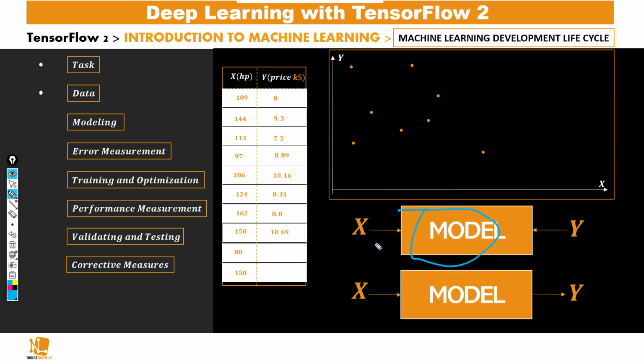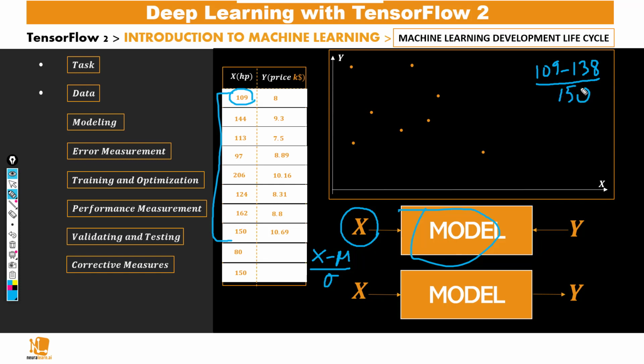is by normalizing this data. In fact, we're actually normalizing the inputs. That is, for every input, we subtract the mean, and we divide by the standard deviation. In this example here, the mean of these 8 values is around 138. So if we want to normalize this data, we're going to have 109 minus 138 divided by the standard deviation. Let's say the standard deviation is 150, for example.